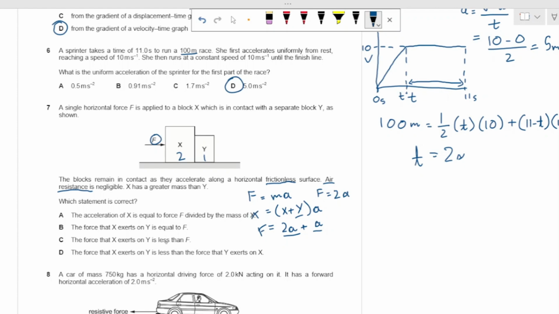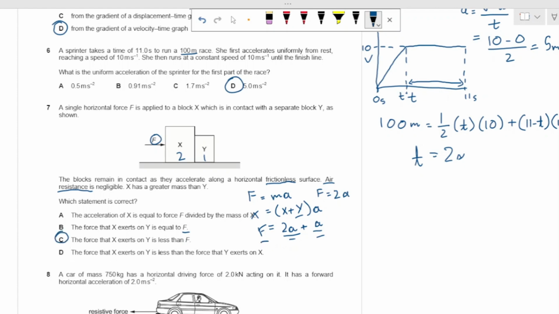Option B, the force that X exerts on Y is equal to F. Again, that is wrong. If you rearrange, or even if you don't rearrange actually, you can see that F is basically split into two parts, force acting on the Y block and force acting on the X block. It is not equal to F. Now let's see. The force that X exerts on Y is less than F. That's absolutely correct. Both 2A and A should be less than F so that when they add up, they will equal F. This option is definitely correct.